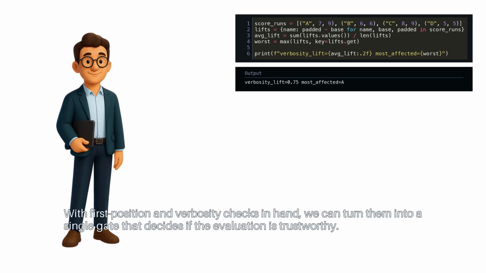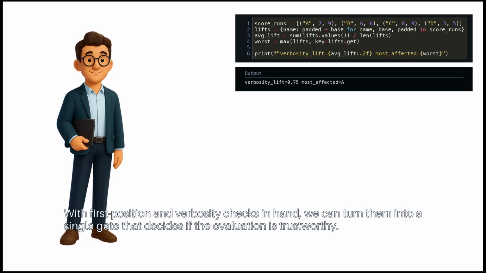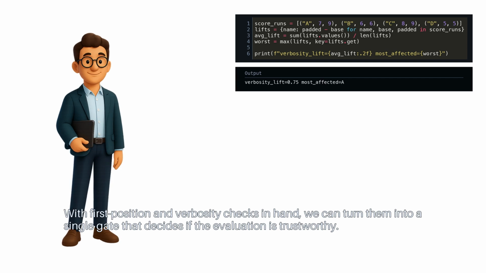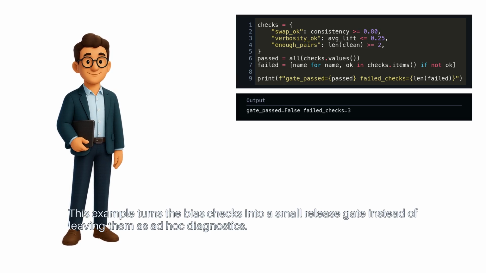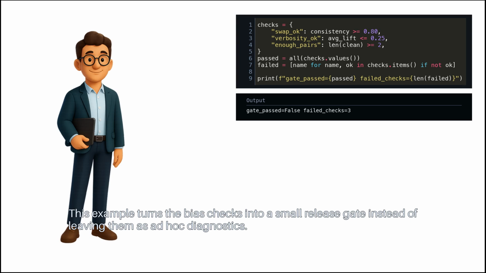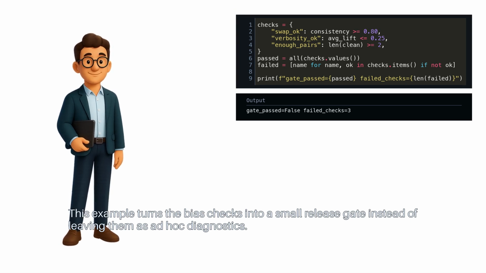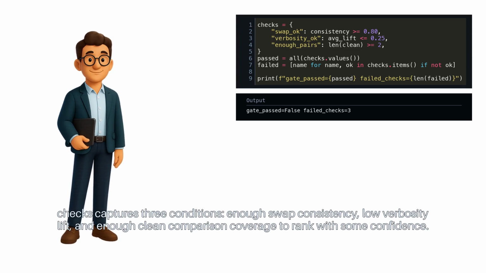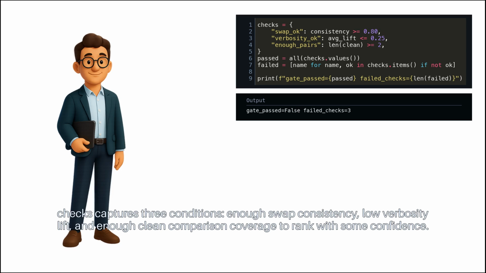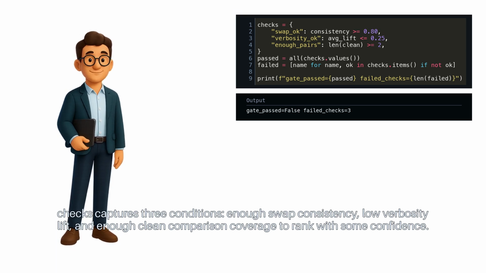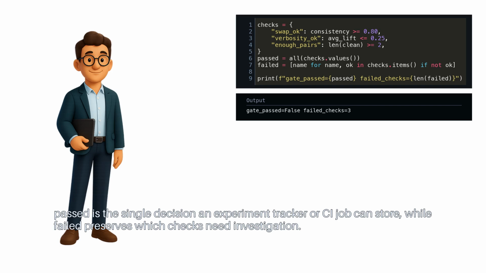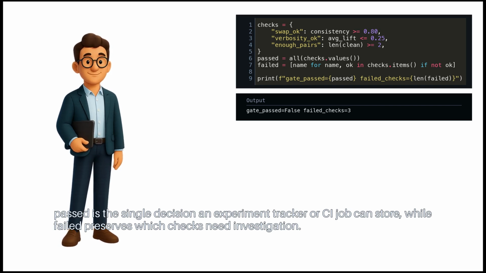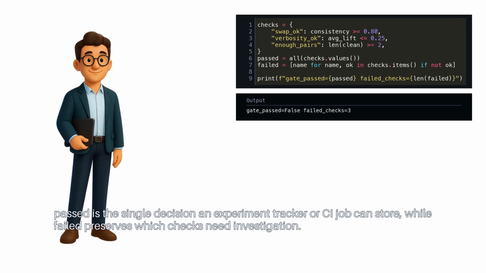With first position and verbosity checks in hand, we can turn them into a single gate that decides if the evaluation is trustworthy. This example turns the bias checks into a small release gate instead of leaving them as ad hoc diagnostics. Checks captures 3 conditions: enough swap consistency, low verbosity lift, and enough clean comparison coverage to rank with some confidence. Passed is the single decision an experiment tracker or CI job can store, while failed preserves which checks need investigation.